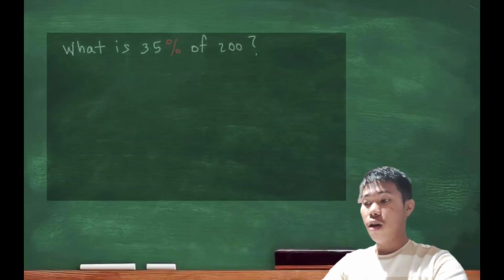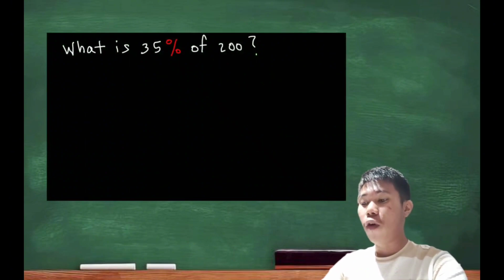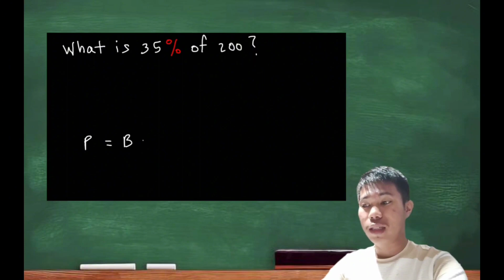In this video, we're going to focus on percentage, base, and rate problems, like this one. So what is 35% of 200? So how can we find the answer to that question? Well, it turns out that there is a formula that we could use, and here it is. So the percentage is equal to the base times the rate.